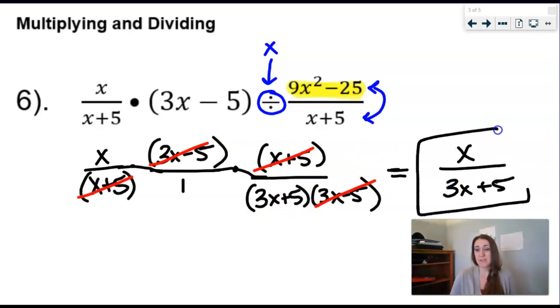The only thing you might want to consider doing, just to show that you understand that 3x plus 5 is its own term, is to leave the 3x plus 5 in parentheses. That, my friends, is your lesson on simplifying and multiplying and dividing.